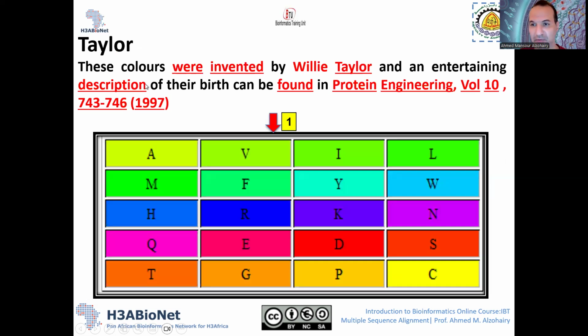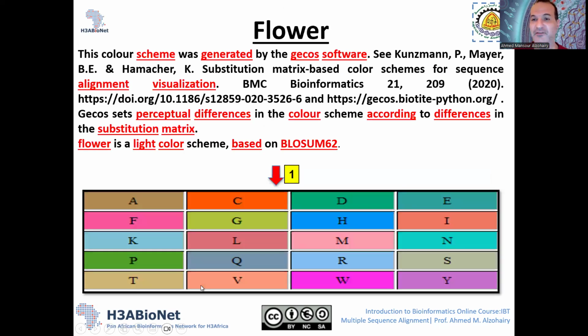Taylor is another way to color your amino acids in the multiple sequence alignment. As you can see, it was invented by Willie Taylor. That's the name of the scientist who invented this coloring scheme, and that's why it's called Taylor. And of course, a lot of description about it is available in this reference here, Protein Engineering, Volume 10. And actually, as you can see, each amino acid has its distinct color, so it's an easy way to differentiate and understand the way it works.